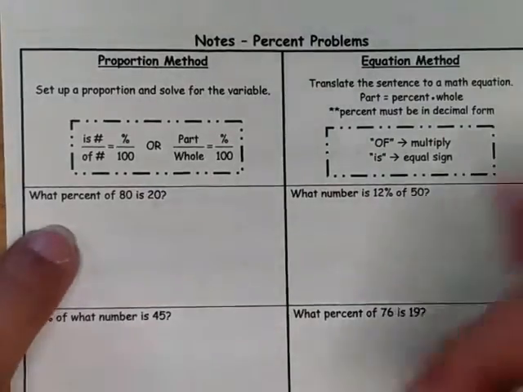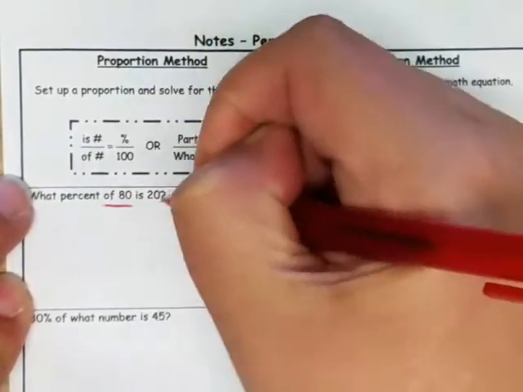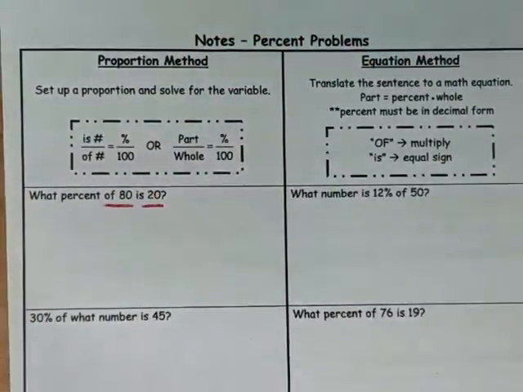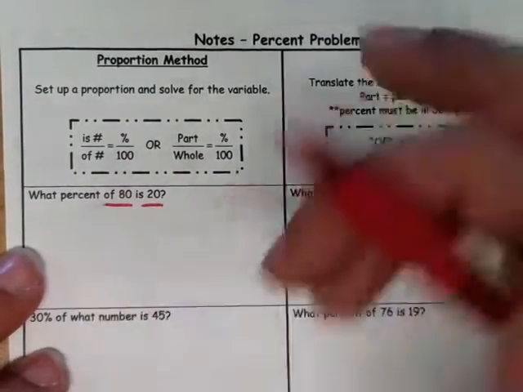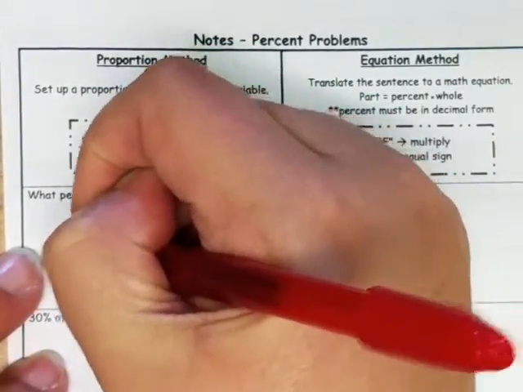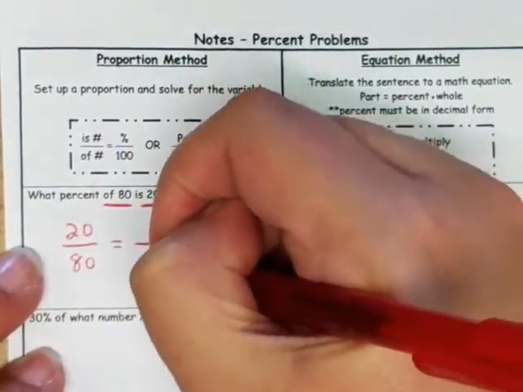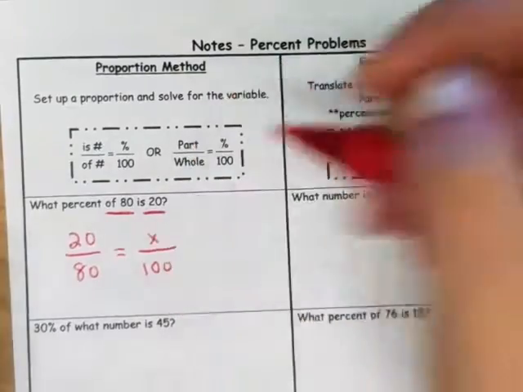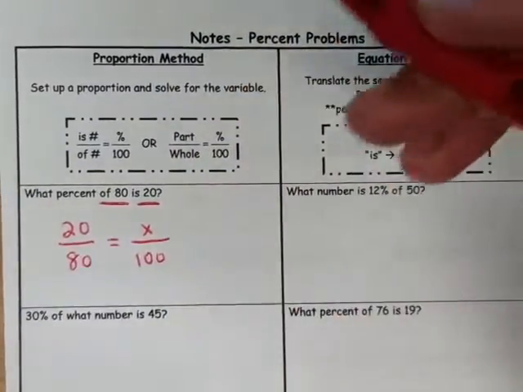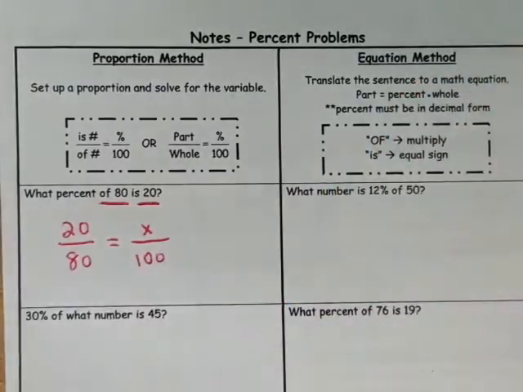So right here, what percent of 80 is 20? I'm going to set that up as a proportion first. Is is my numerator, so 20, and then out of 80. I want to make this out of 100, because to be a percent means to be out of 100. Then I can cross multiply and divide, or you can see a relationship here, so that's times 4. What times 4 gives me 100?